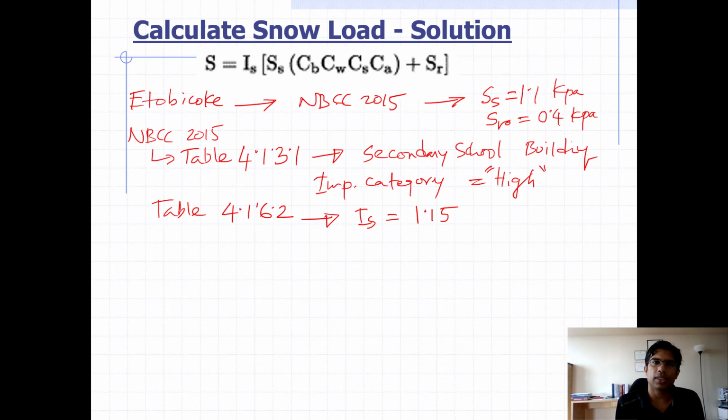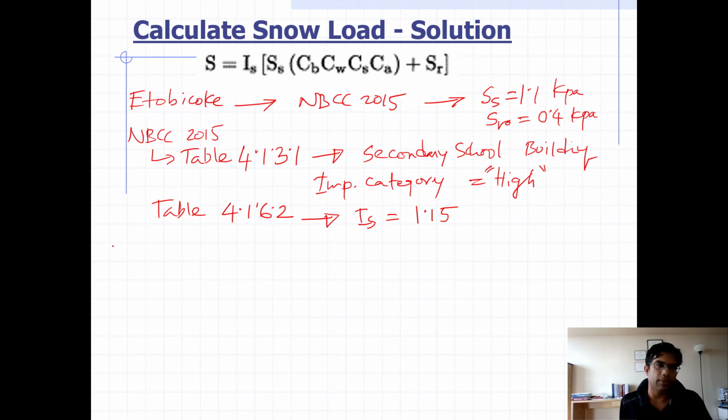So what else do we need? We need all these parameters. We found SS, IS, and SR, but we still need the coefficient values. Then we can do one at a time. For these coefficient values, nothing is given for CW and CA.